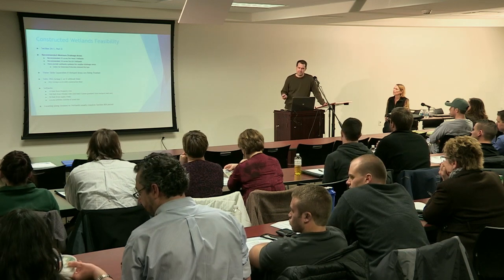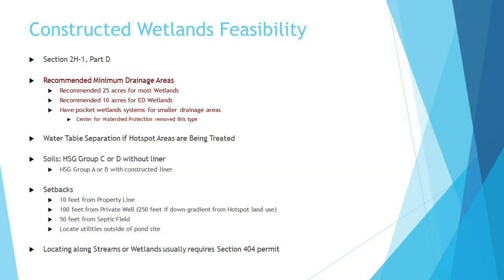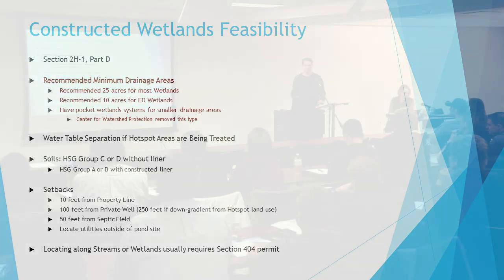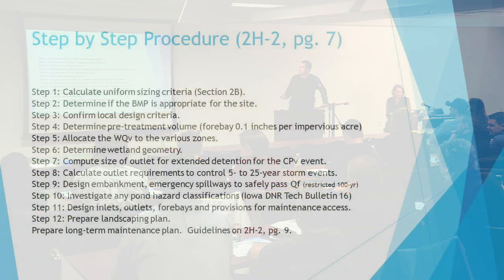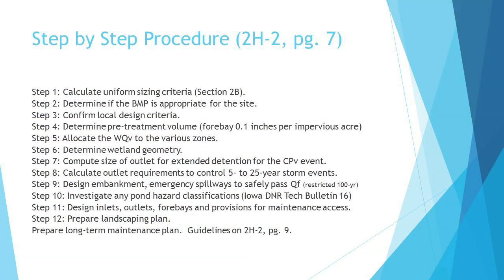In the manual, it also has some feasibility requirements, just like all the practices, different setbacks from different things. So be familiar with that. If for some reason you're trying to put these practices in an area with an A or B soil, you might actually have to put a liner in, because if the soils perk high, the basin, the wetland will go dry, and a wetland that's not wet is not a wetland, so it won't function the way you want. But there also is a step-by-step procedure in there, which again is somewhat similar to the other procedures as far as the actual sizing of it. Just to highlight, that's in chapter 2H2, which is the constructed wetland chapter.